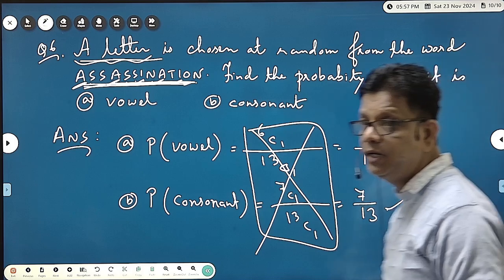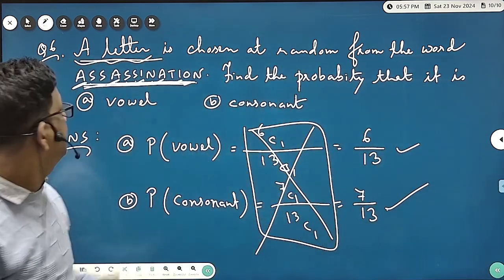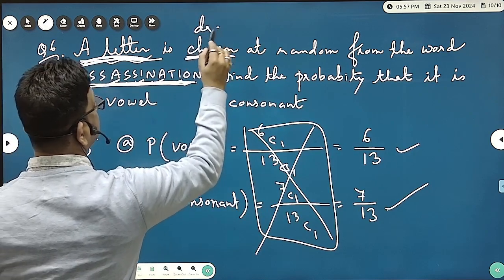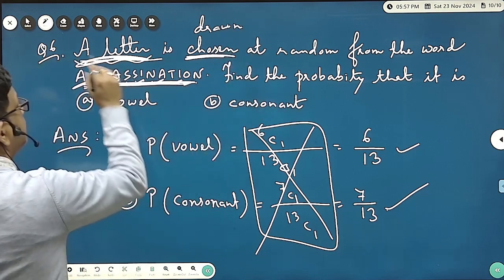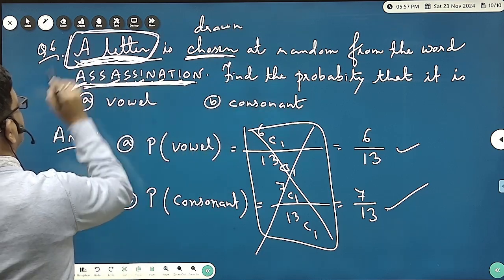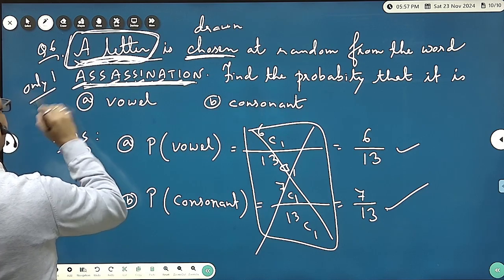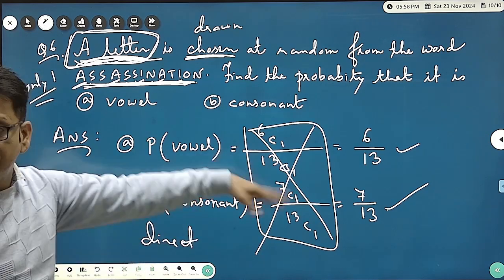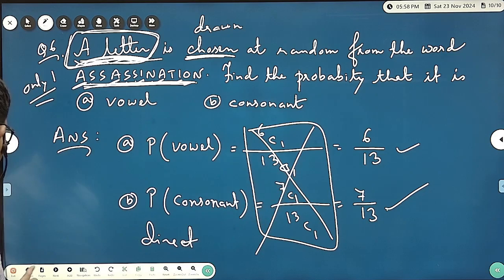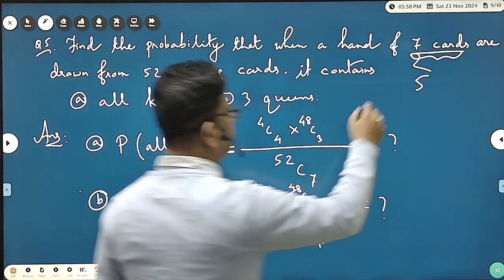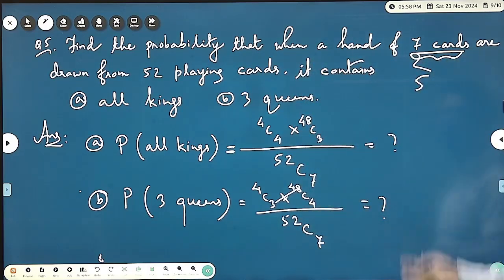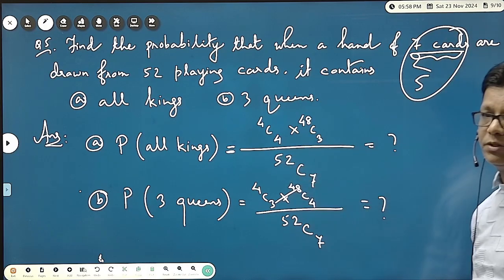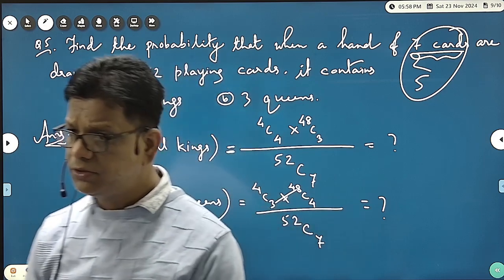Now tell me, when will you write directly? When whatever is chosen, whatever is drawn, whatever is taken out, is only 1, then use the direct method like this. Direct method means direct counting, only counting. If it is more than one, if 2 cards are taken, 5 cards are taken, 13 cards are taken, then you always use the concept of combination. Hope it is okay. All right.